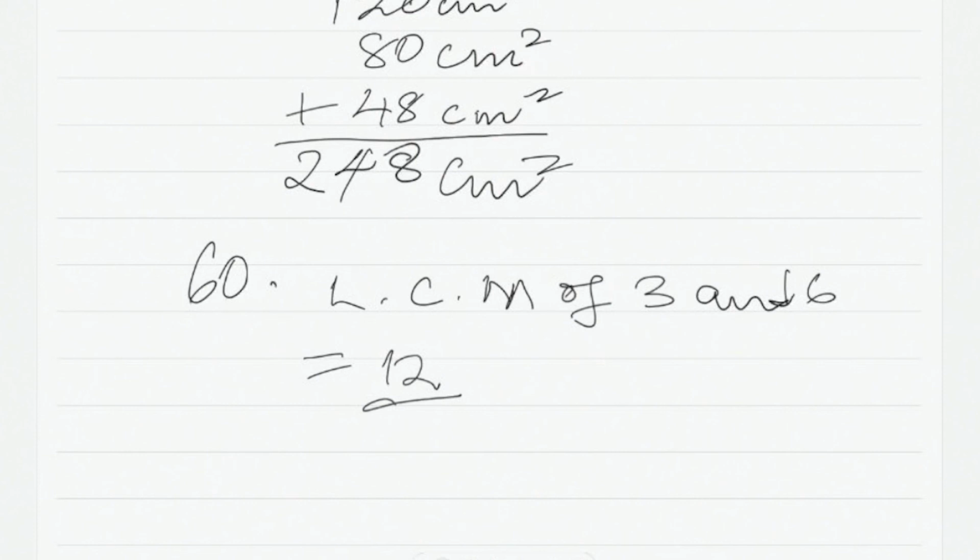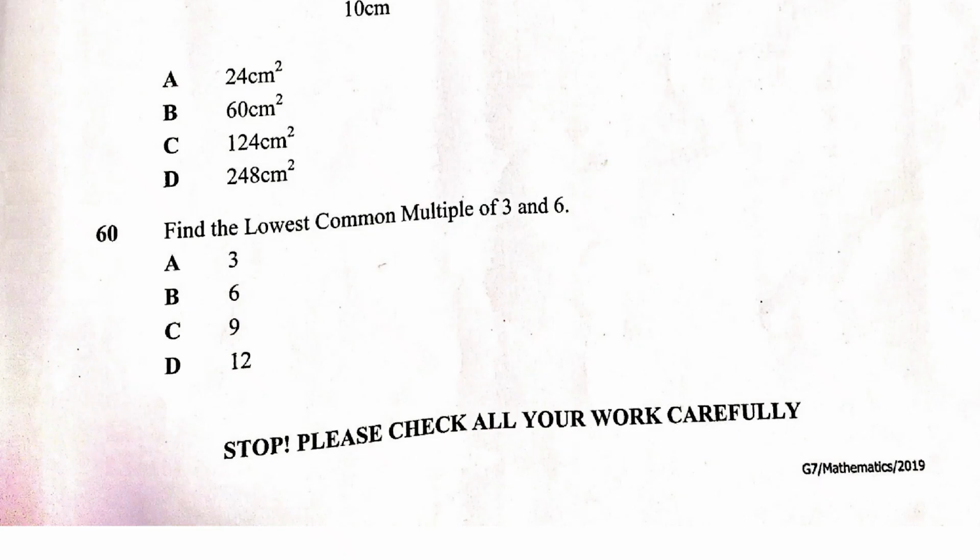We come to question number 58. Find the average of 51 degrees Celsius, 25 degrees Celsius, and 20 degrees Celsius. The other word for average is mean. So we are going to add 51 plus 25 plus 20.